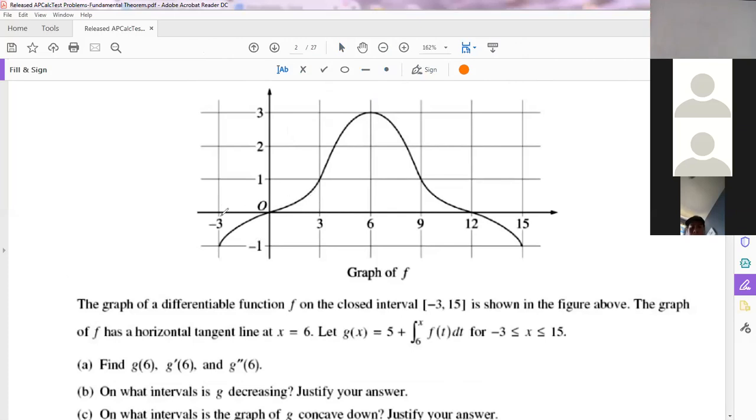So this is -3 to 3. What length is this? 3. From 0 to 3, the length is 3. From 3 to 6, the length is 3. From 6 to 9, from 9 to 12, and 12 to 15. So my subintervals are going to be these ones right here, right here, right here, right here, and right here. So I split this whole interval into 6 parts: 1, 2, 3, 4, 5, 6. That is exactly what they want here, right?